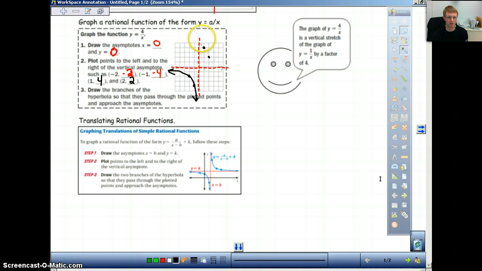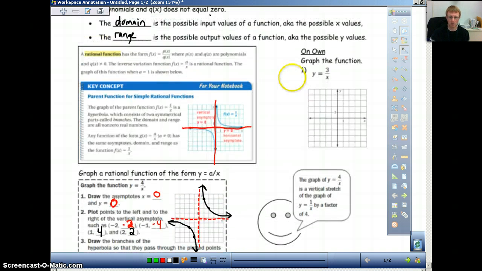And again, we're going to do the exact same thing. It approaches the asymptotes, both of them. And we have another hyperbola, and this is exactly what it looks like. Okay, so what I want you guys to do is we have an on your own up here. I want you to try that one on your own after looking at this example. Again, make sure that you're plotting or showing what your points are. Don't just plot points, actually show what the coordinates are. Okay, so hit play when you're ready.